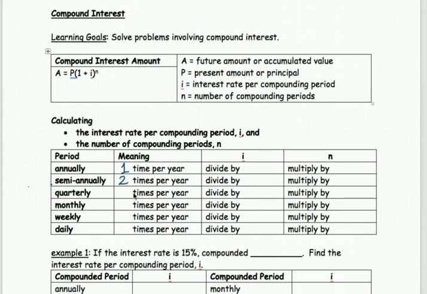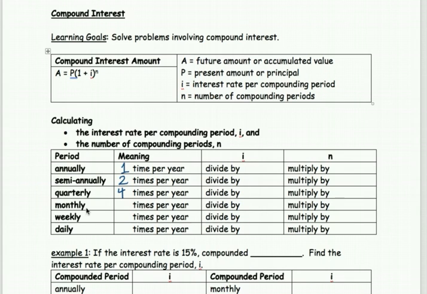Quarterly. If I take a year and break it into quarters, every 3 months I'm going to give you money. So if I give you money every 3 months, and we keep doing that, after 4 times you'll end up with a year. So quarterly means 4 times a year.